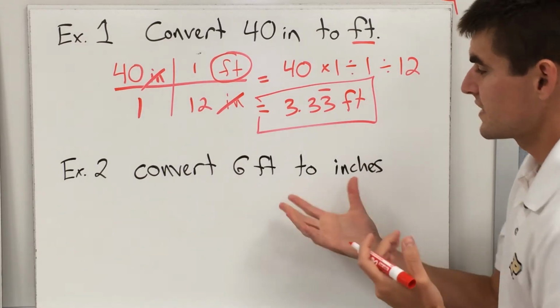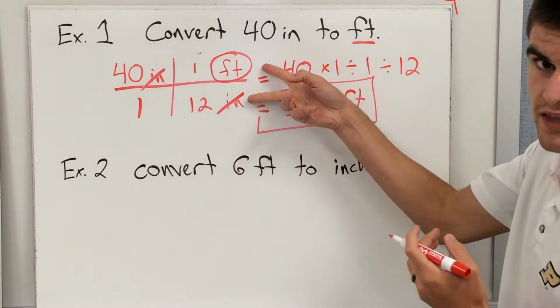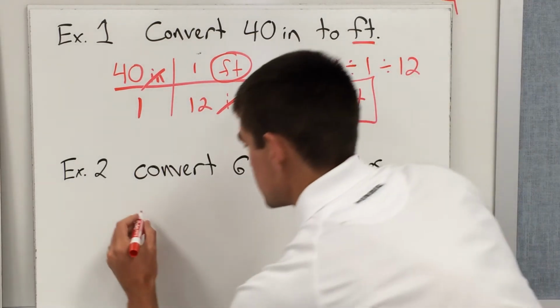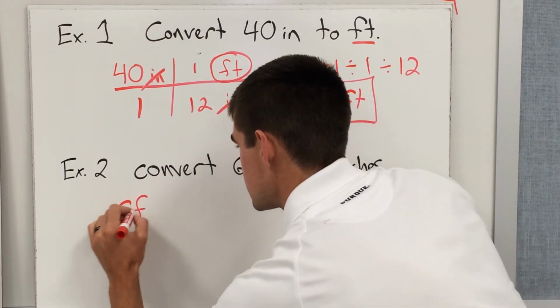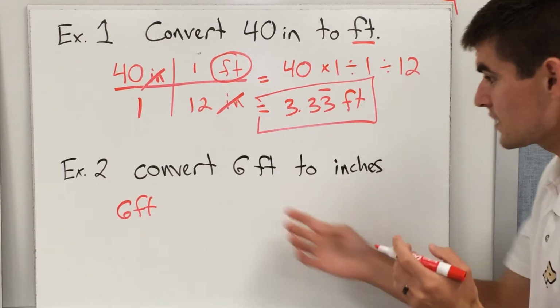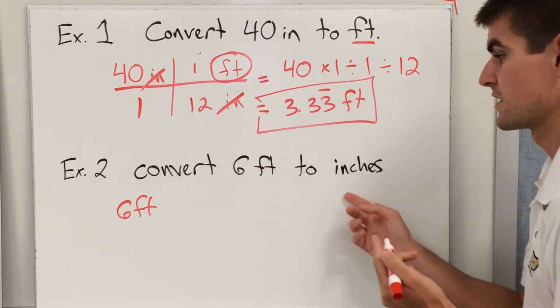Number 2, again, something else you know, but I just want to show you it's not always going to look like this. Convert 6 feet to inches, so a little quicker this time. Start with whatever number that's given. In this case, 6 feet is the number we're given. Can I convert feet to inches in one step? Yes, I can go directly from here to here.